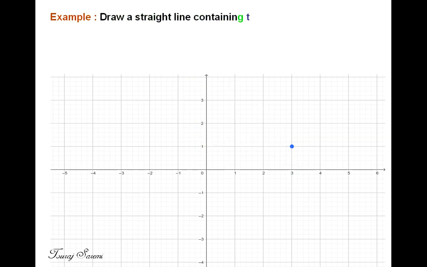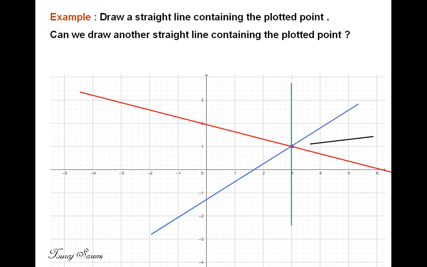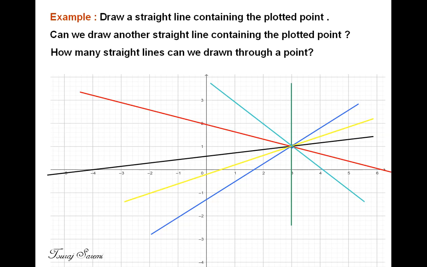Example: draw a straight line containing the plotted point. Can we draw another straight line containing the plotted point? How many straight lines can we draw through a point? Of course, infinite.